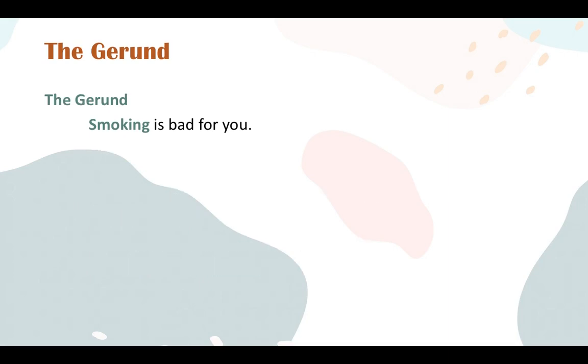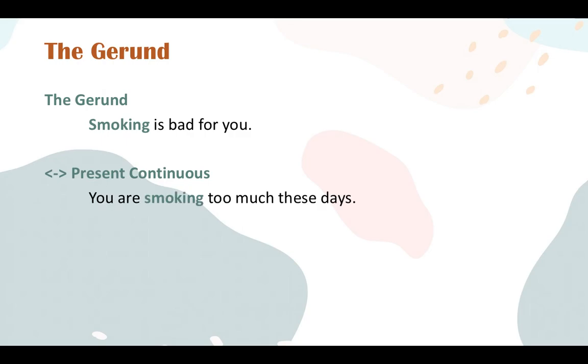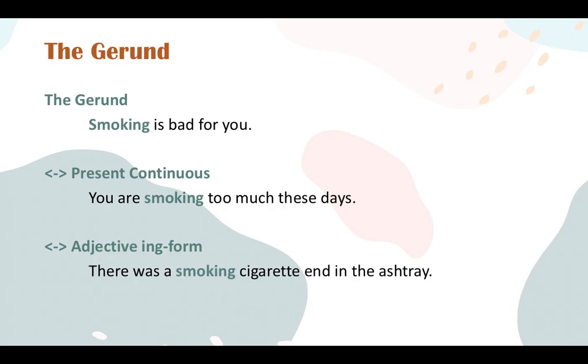Now, since the gerund is a very specific ing form, it is definitely not like the other ing forms that we have seen before. It is, for example, very different from the ing form used when forming the present continuous. It is formed the same way, but in "you're smoking too much these days," the ing form is actually part of the verb and it does not function as a noun like you have with the gerund. The gerund is also not the same as an adjective ing form, such as in "there was a smoking cigarette end in the ashtray." Here your ing form is an adjective and not a noun, as is the case with the gerund.